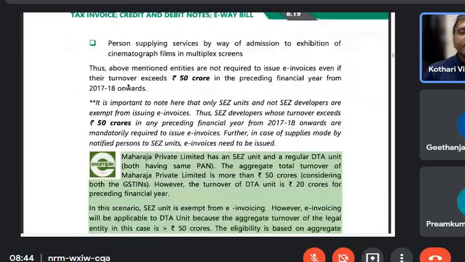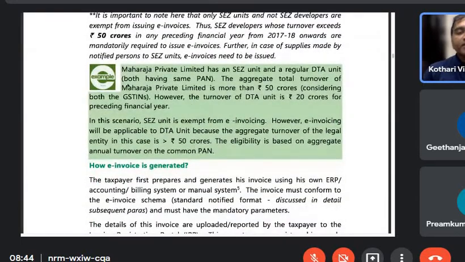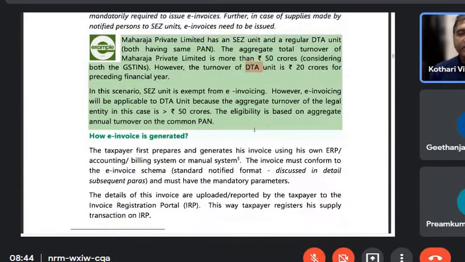These are exempted categories. Maharaja Private Limited has an SEZ unit and a regular DTA unit, both having the same PAN. Aggregate turnover for Maharaja Private Limited is more than 50 crores. However, turnover of the DTA unit is 20 crores. So what does that mean? Since aggregate turnover is more than 50 crores, e-invoicing is applicable. But whether for both units? For the SEZ unit, e-invoicing is not applicable, but for the DTA, domestic tariff area unit, e-invoicing is applicable.